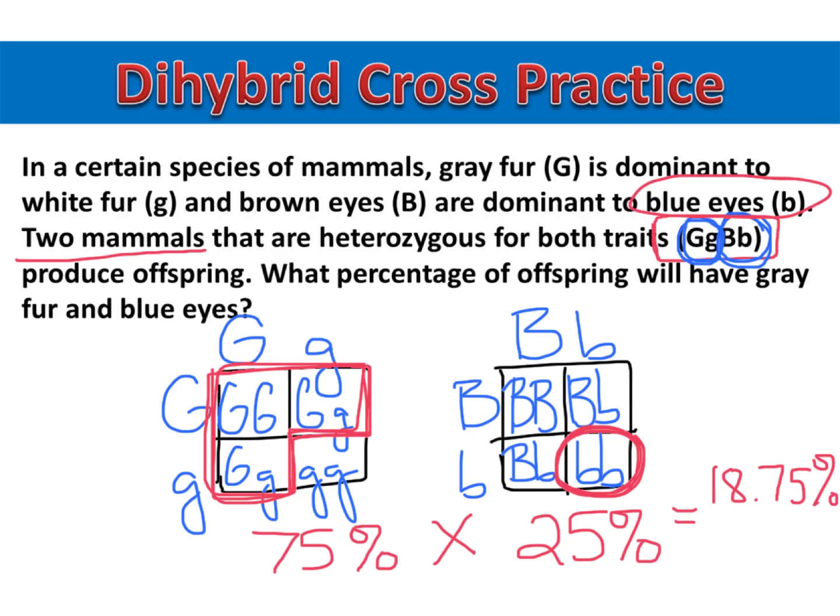Now that's the best answer in this situation, but you may see on a test a rounded answer. They may ask you approximately what percent, and so you want to make sure that on a test, if you saw the rounded answer, which would be 19%, that you could figure that out. But because they didn't ask for that, 18.75% in this situation is our best answer.